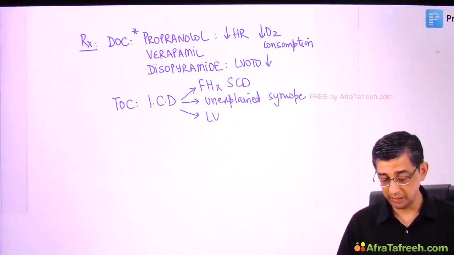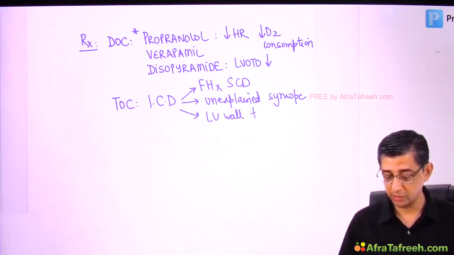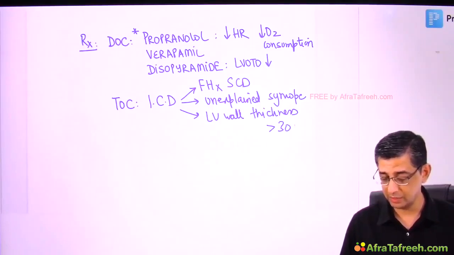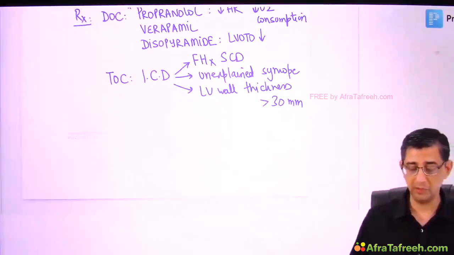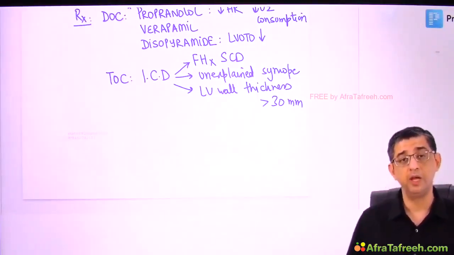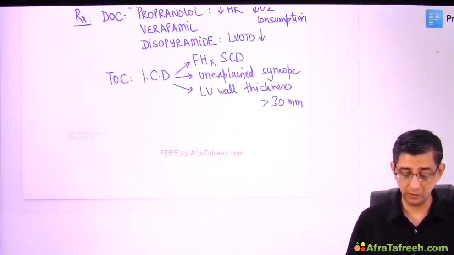I have already highlighted that if the left wall thickness is more than 30 millimeter, that is more than 3 centimeter, that's again an indication for putting in an implantable cardioverter defibrillator. So I definitely want you to remember these points. And over and above this, I also want to highlight a surgical procedure which can be done in these patients.